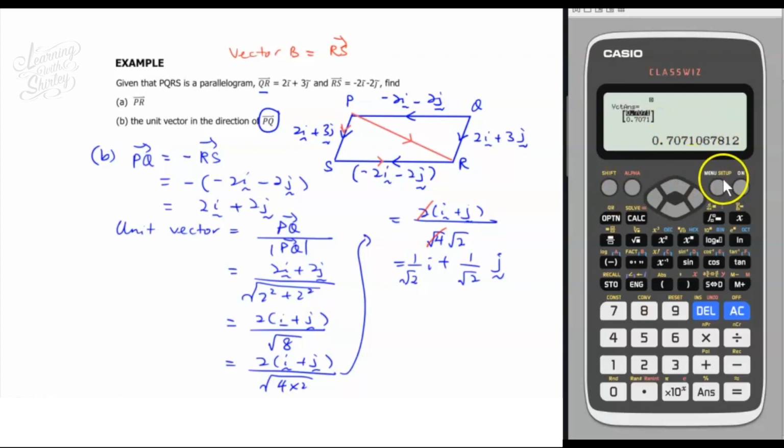So now we have to reset our calculator. You go to Shift 9, initialize all, press 3, then press equals, and then AC. So now your calculator is back to normal. Let's calculate the value of 1 over root 2. So this is 1 over root 2, and you press SD to change to decimal: 0.7071, which is the coefficient for i and j. So this confirms that our unit vector in the direction of PQ is correct.